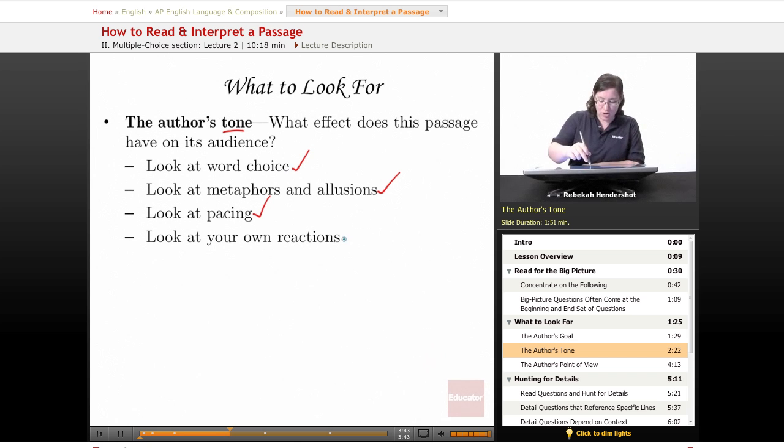And finally, look at your own reactions. Remember, the point of tone is to create a response in the reader. And if you're the kind of reader who likes to read and gets a lot out of reading, chances are you will be getting a little bit of a reaction to the author's tone. So if you're reading it, you're going, hey, I'm feeling kind of sad, or I'm feeling kind of happy, or I'm getting kind of angry about this. That probably tells you tone, because after all, most of the authors whose passages are selected for this test were selected because they're good at getting a reaction out of readers.